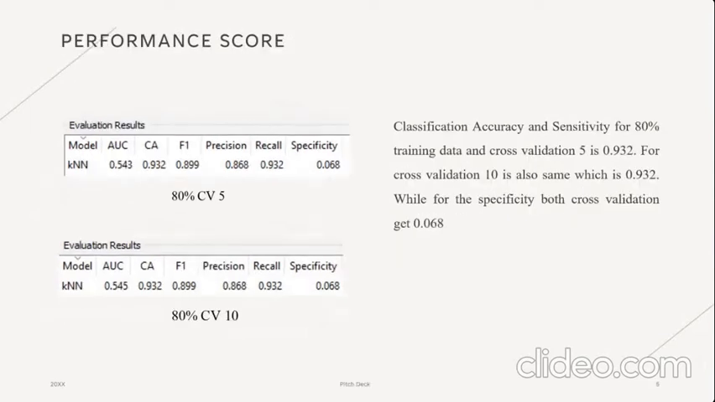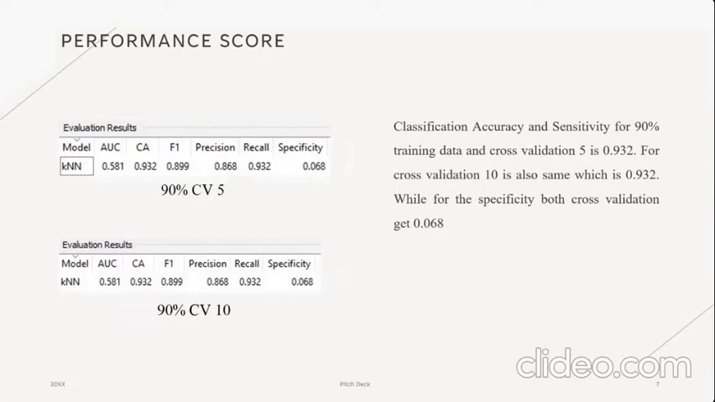Next, for 80% training data and cross-validation 5, we got classification accuracy and sensitivity 0.932. For cross-validation 10, also same, which is 0.932. While for the specificity for both cross-validation, we get 0.068. And also for 90% training data and cross-validation 5, we got classification accuracy 0.932. For cross-validation 10, also 0.932. While for the specificity for both cross-validation, we got 0.068.